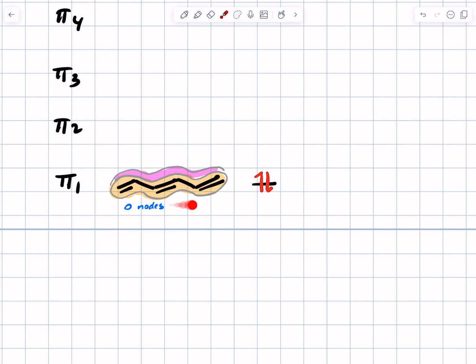Okay, any questions about where that one came from? Yeah? This is the pi 1? This is the pi 1 orbital, yep.